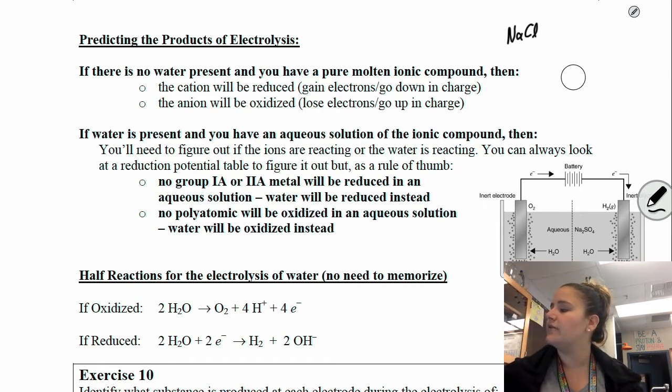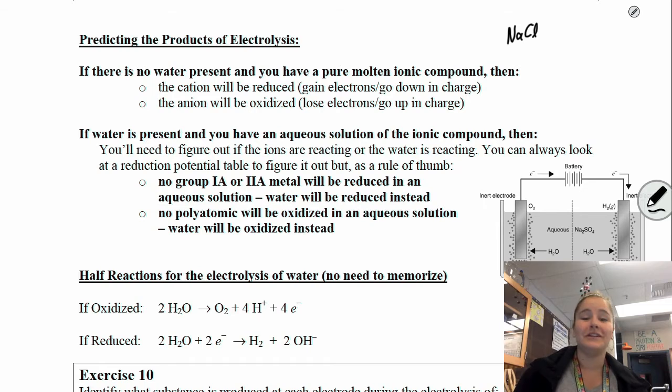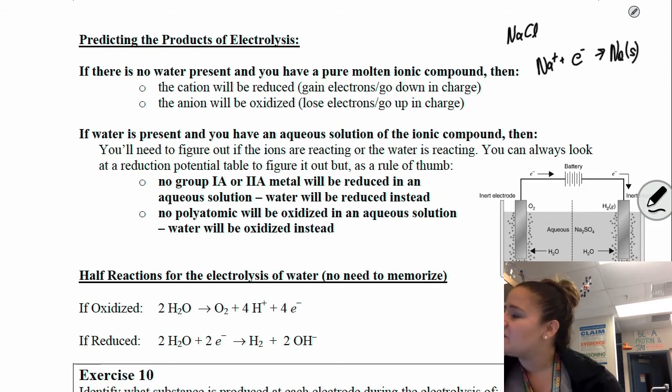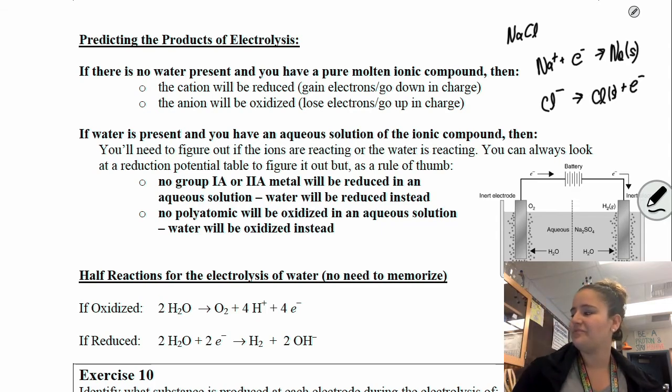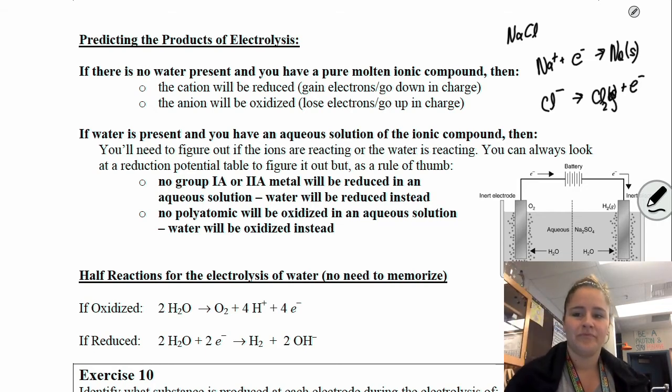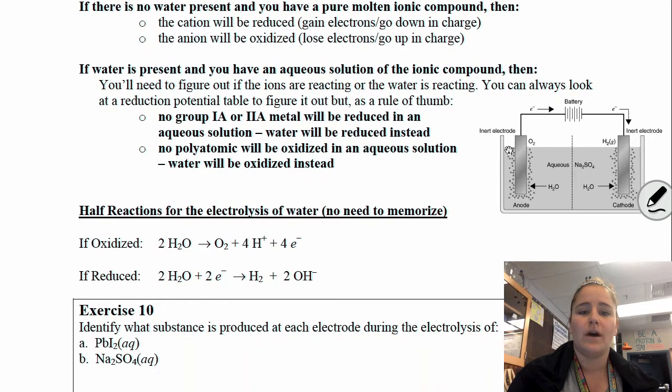I am confusing myself here. Okay, the cation will be reduced. It'll gain electrons and go down in charge. So we have our Na plus and an electron forming our Na solid. The chloride ion will lose an electron and go up in charge to be chlorine, which is actually a gas, Cl2 gas, and an electron. Okay, cool?